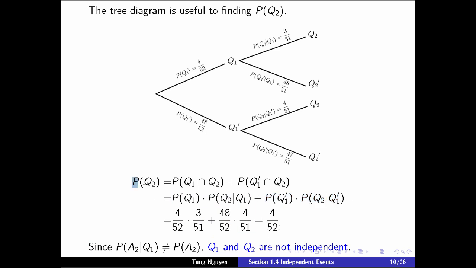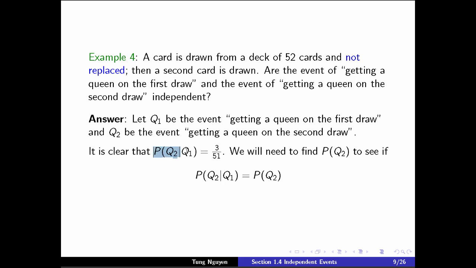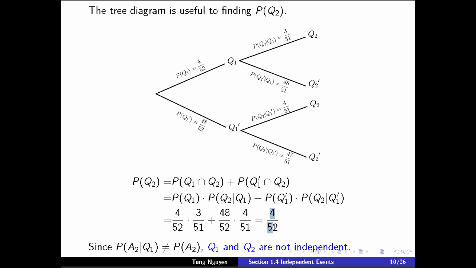That is the probability of getting a queen on the second draw. Now, the conditional probability of getting a queen on the second draw, given that the first draw we also got a queen, is 3 over 51, while this probability is 4 over 52. They are different. That means Q1 and Q2 are not independent.